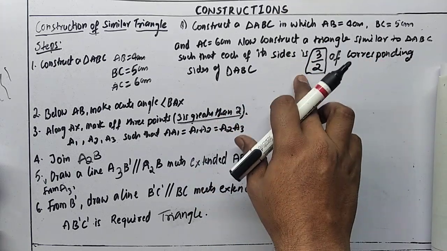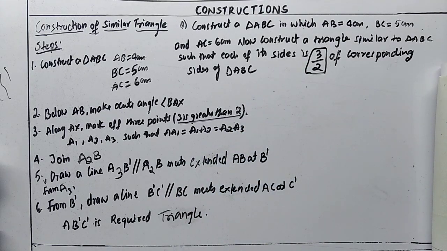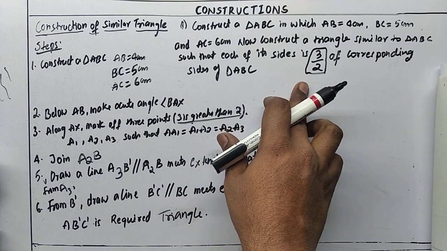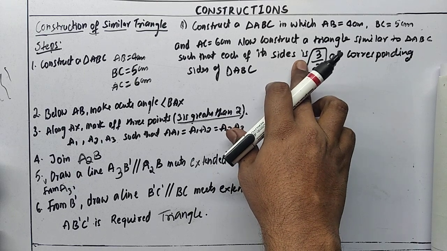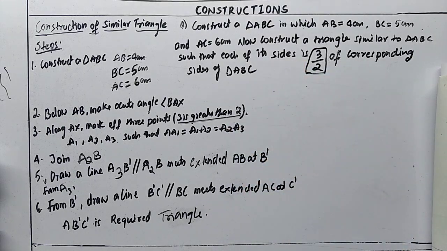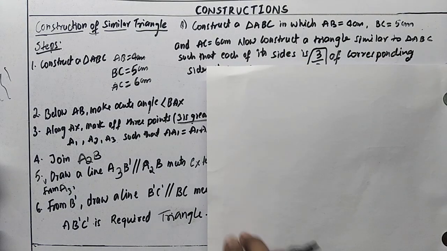In this video I have taken 3 by 2. In the previous video it was 2 by 3. So whenever the value is a proper fraction, you will get a triangle inside. I can show you the previous diagram.